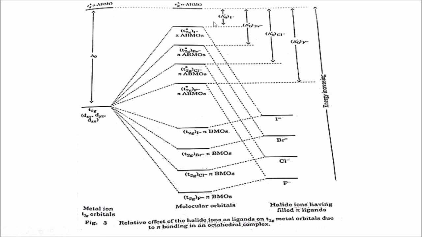You can clearly see the pi bonding effect on the splitting energy value, or energy gap, in the complex compound, which cannot be explored in CFT but can be explored here in the MO, molecular orbital energy level diagram. So that is how this can be explored for different ligands, and you can give the ordering of the splitting energy gap here in the halogen series.